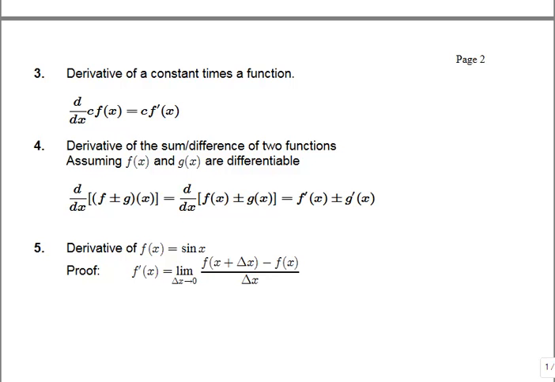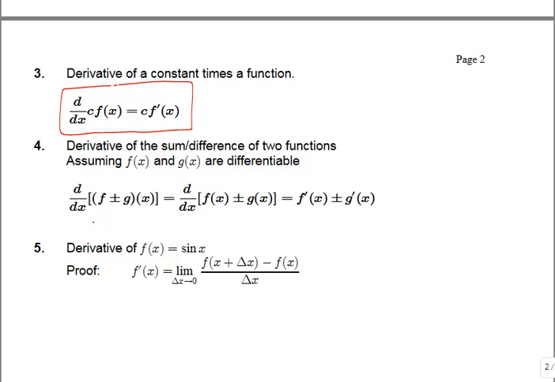Now the next two rules follow from the properties of limits that we've already talked about. We had a property of limits that said that the limit of a constant times a function is that constant times the limit of the function. Well, this is the same idea, but for derivatives. So the derivative of a constant times a function is that constant times the derivative of the function. In other words, if you have a coefficient in front of your function, then you can just leave that coefficient there and take the derivative of the function part and multiply the two together.